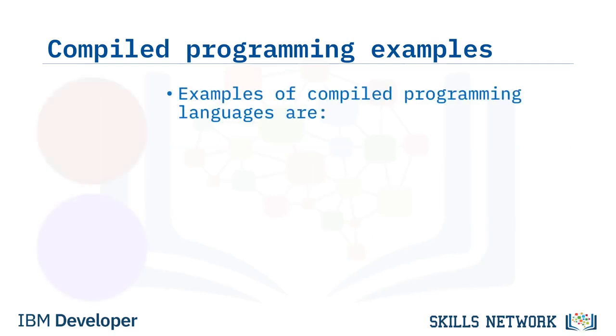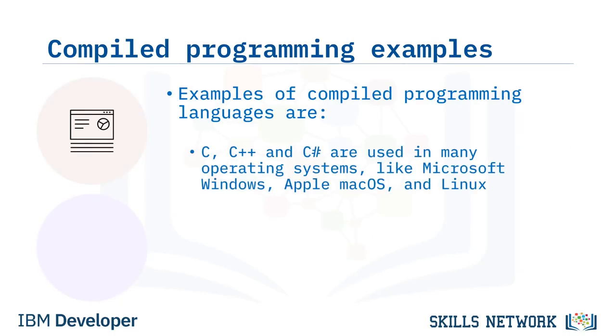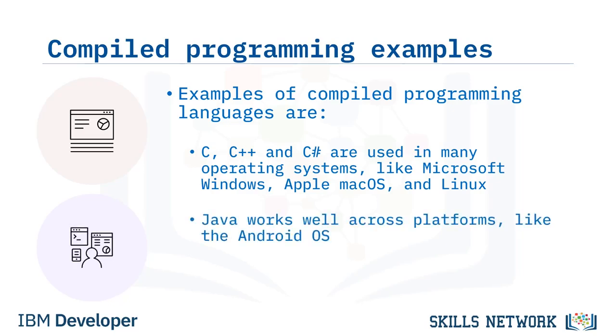Some examples of compiled programming languages are C and its variations, C++, and C#, which are used in many operating systems like Microsoft Windows, Apple's Mac OS, and the open-source operating system, Linux. Java is another compiled programming language. It shouldn't be confused with the interpreted language JavaScript. The Android OS is written in Java because it works well across computing platforms.